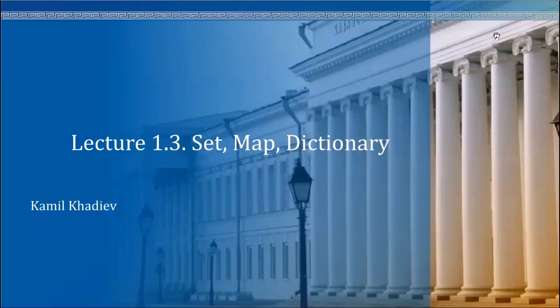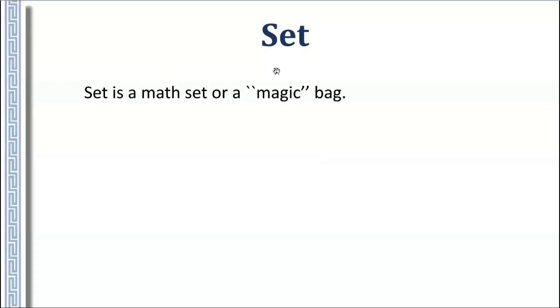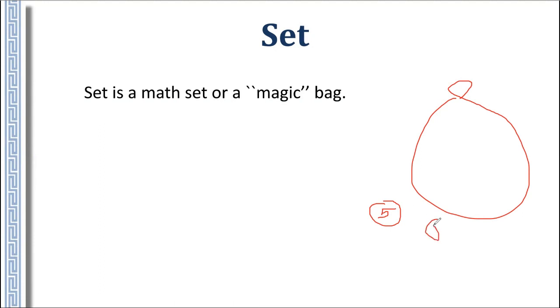Hi, today we discuss set and map or dictionary data structures. So what is a set? A set can be considered as a magic bag where we can put billiard balls. On the billiard balls we have some numbers written on them. For example, 8, and so on.